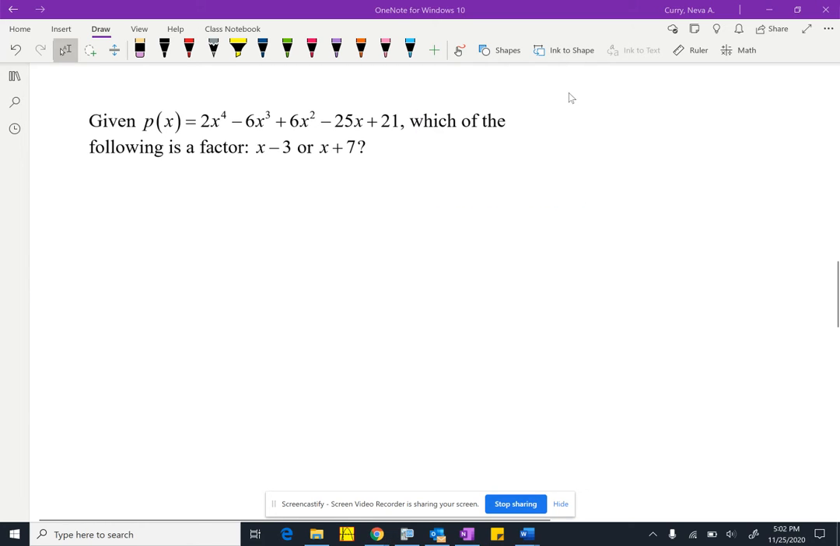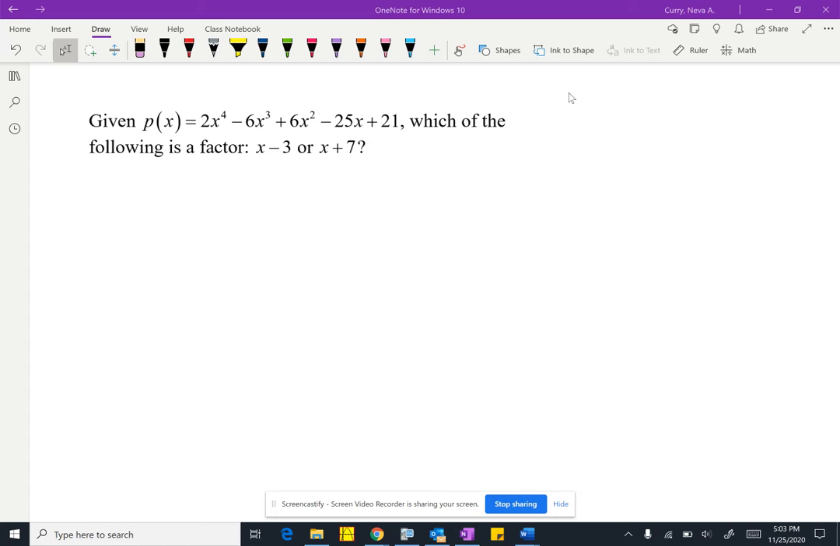You can take a minute to write down this polynomial. P of x equals 2x to the fourth minus 6x cubed plus 6x squared minus 25x plus 21. And the question says, which of the following is a factor? We're going to do this for two different options to look and see.